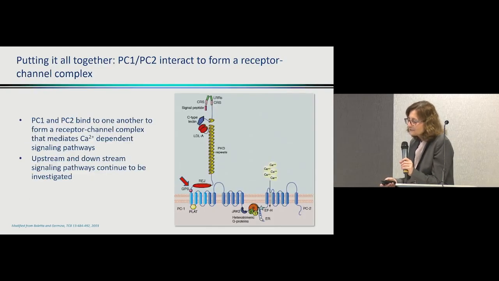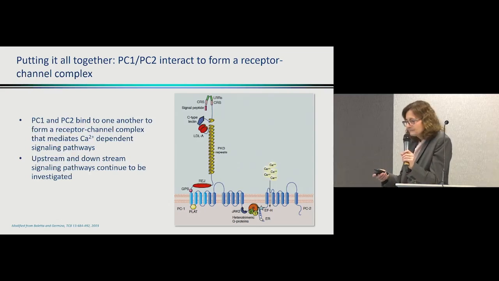So putting it all together, these two proteins actually interact with one another. In other words, they bind together in the cell, and they form what we call a receptor channel complex. It is thought that when these two proteins work together, they mediate calcium-dependent signaling pathways. I would say that the upstream and downstream signaling pathways that activate this complex are still not completely understood. The fact that these two proteins bind is important in a clinical sense, because they're so central to the signaling pathway, whether you mutate one or the other, you essentially get the same disease.